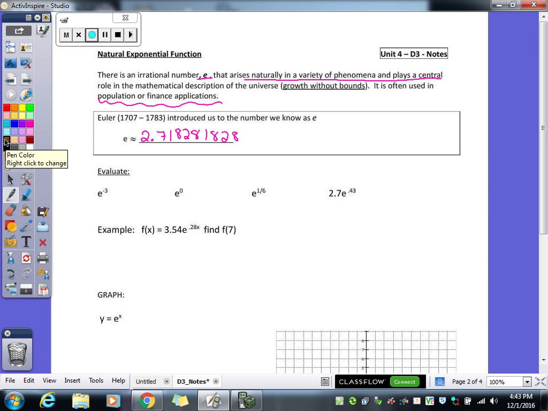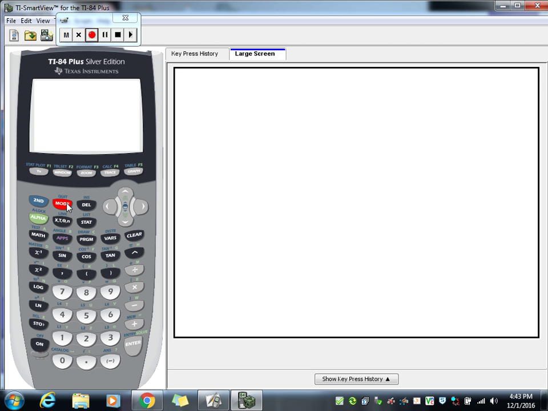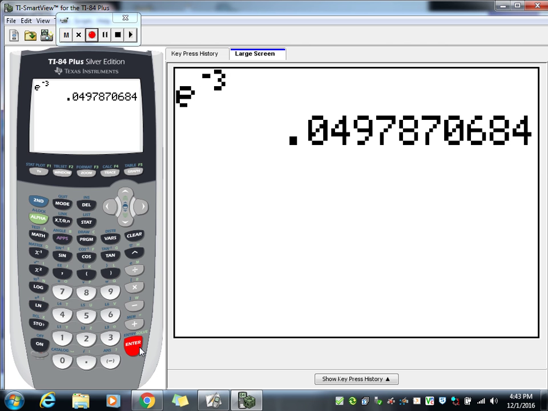So to evaluate e, you do have a button on your calculator for this. So e to the -3. We're going to go to our blank screen here. Your e button is right above this button that says ln. So if you hit second and then ln, it gives you your e to an exponent. We want e to the -3. And there we go. So we're going to copy that decimal down.